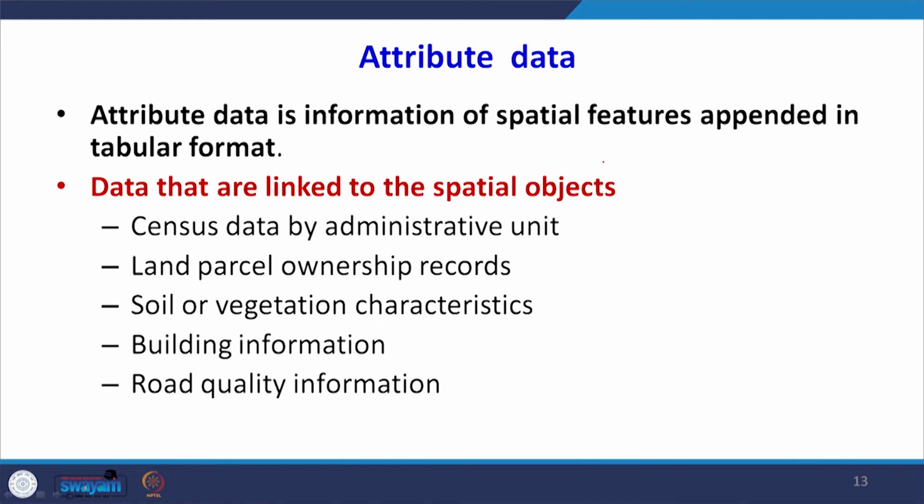So one has to create this data set. The information might come from different sources, including field visits. You can link this attribute data to the spatial objects. Examples are census data by administrative unit, land parcel ownership records, soil or vegetation characteristics in a particular area, information about buildings, and road quality information. All that data, if I create it in the form of a table, is called attribute information or attribute data.